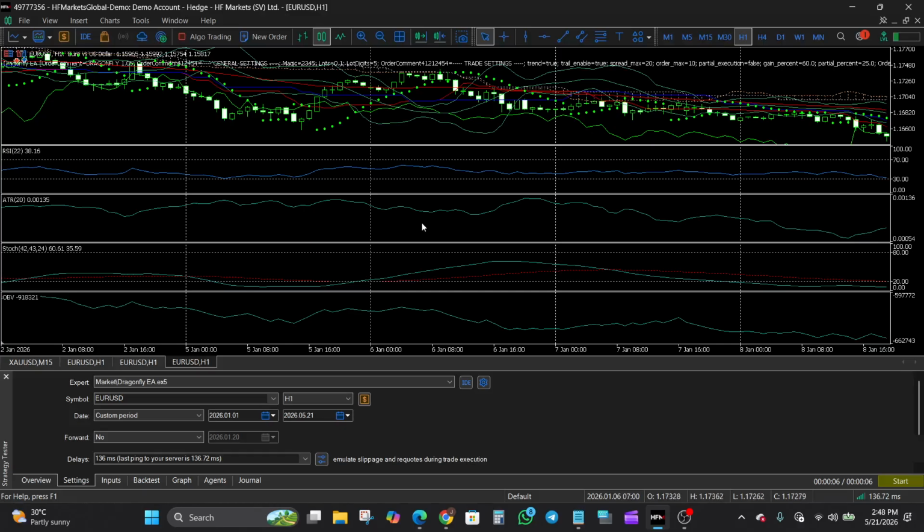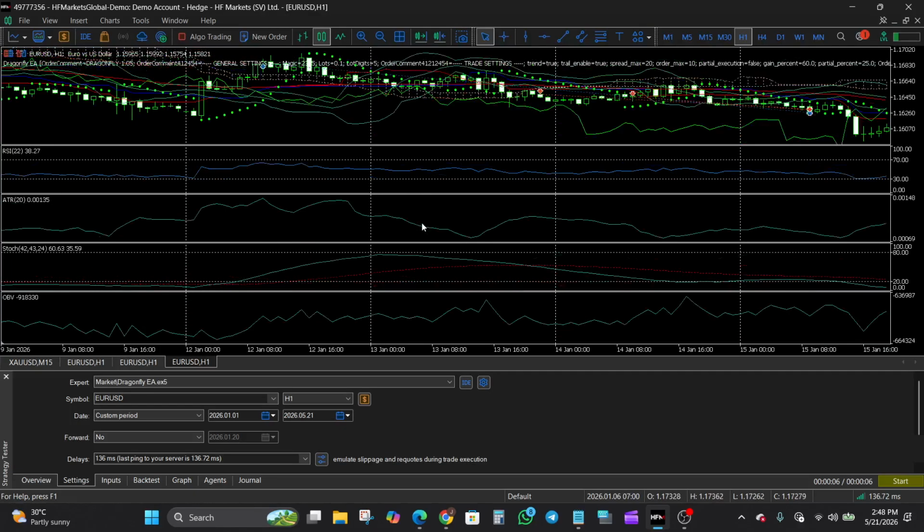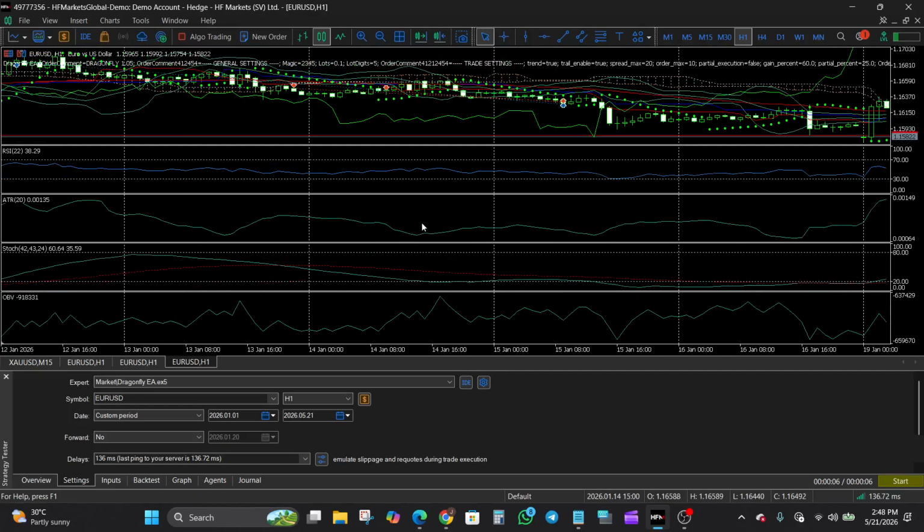Now, looking through the historical testing performance and the chart activity, you can see the EA reacting to both trend continuation and reversal conditions depending on the setup being triggered. I can see this was a sell trade here, right? Okay, we can see another trade here, a sell. We can also see a trade that seemed to have been entered and exited within the same candle here.